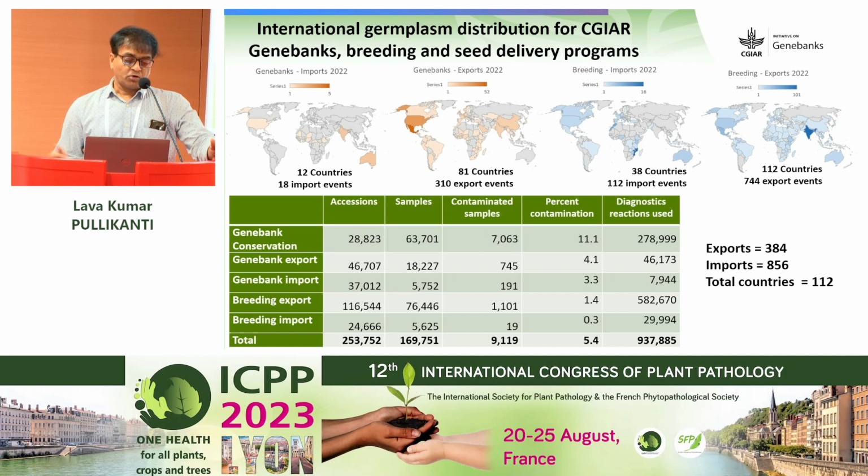And then there are exports and imports. This is where we do the surveillance monitoring. You just pay attention to the percent contamination. This is where we remove the material. So we do not remove the material that can be treated or is salvageable. That means this is the material that goes out, because most often we cannot treat them. So in 2022, we exported to almost 112 countries from the 11 centers.